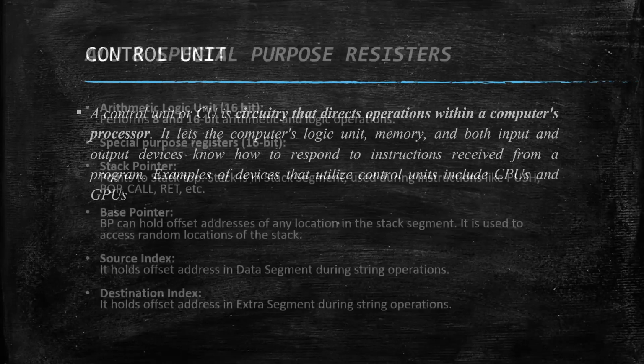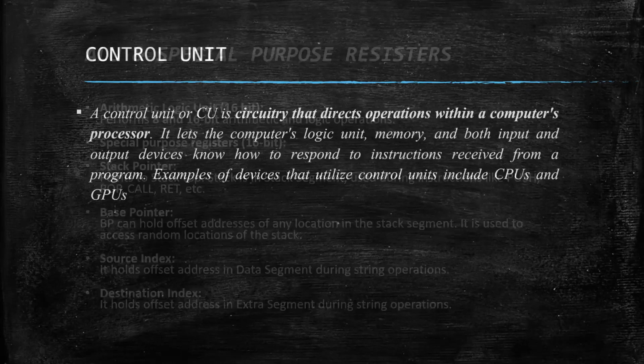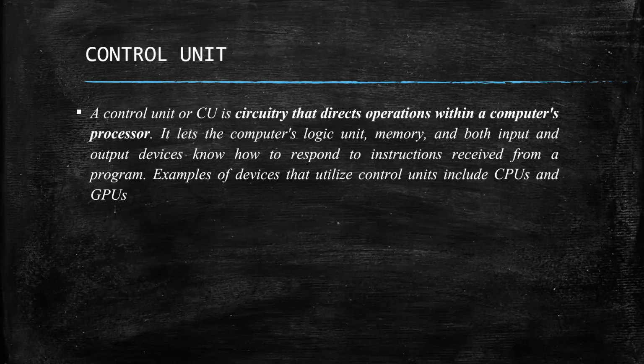What are the offset registers? The offset registers are used to find the physical address: segment register times 10H plus the offset register. The control unit translates the machine instructions into control signals. That's the part of the control unit.